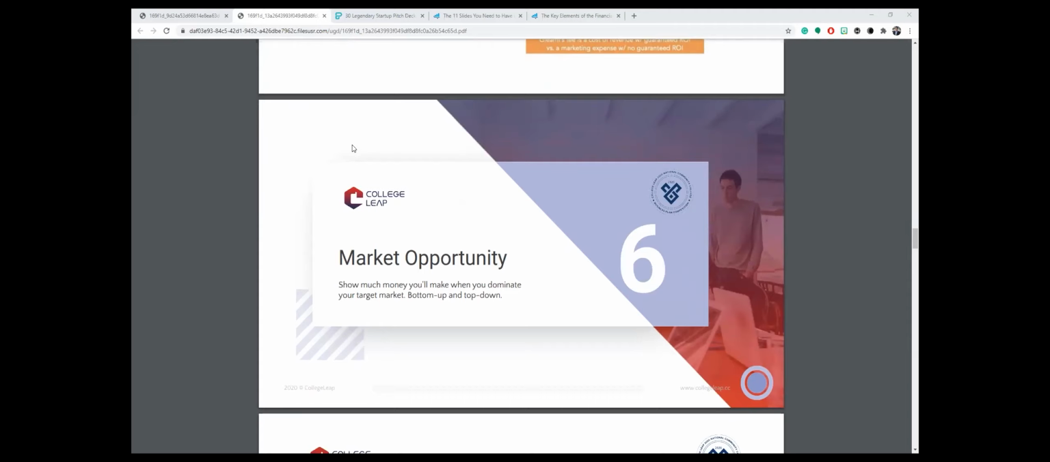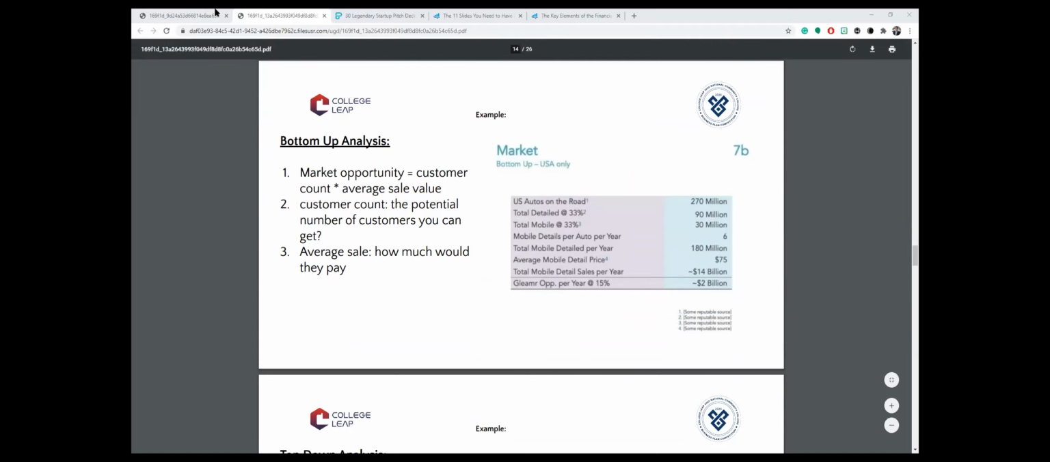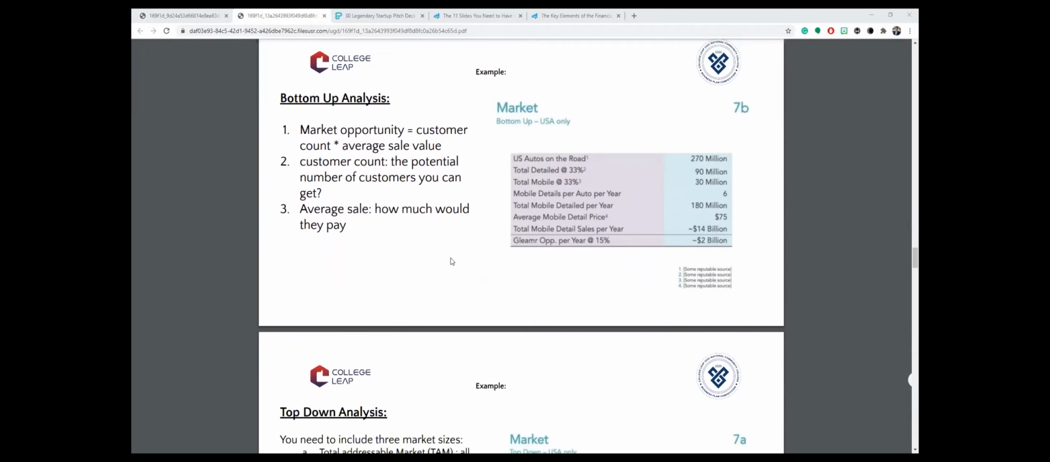The market opportunities. This is where you'll be able to show money, or show how much money you'll make, and how much you can dominate your targeted market. So when you're setting up your marketing analysis, this is explaining how many people you intend to get across. What is your potential number of customers that you're going to reach within your target audience?